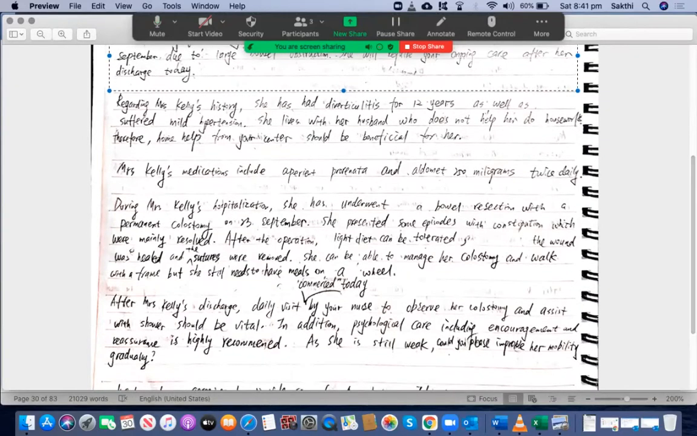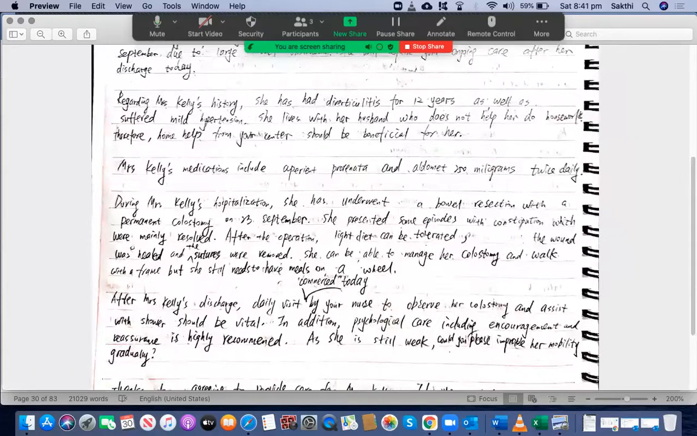"Regarding Miss Kelly's history." So what history is it? What do you want to write of the history, medical and social? Social history together. Okay. "She has had diverticulitis." So what is that? Is it a condition? I think that should be the name of a disease. Okay. Yeah. All right. Good.